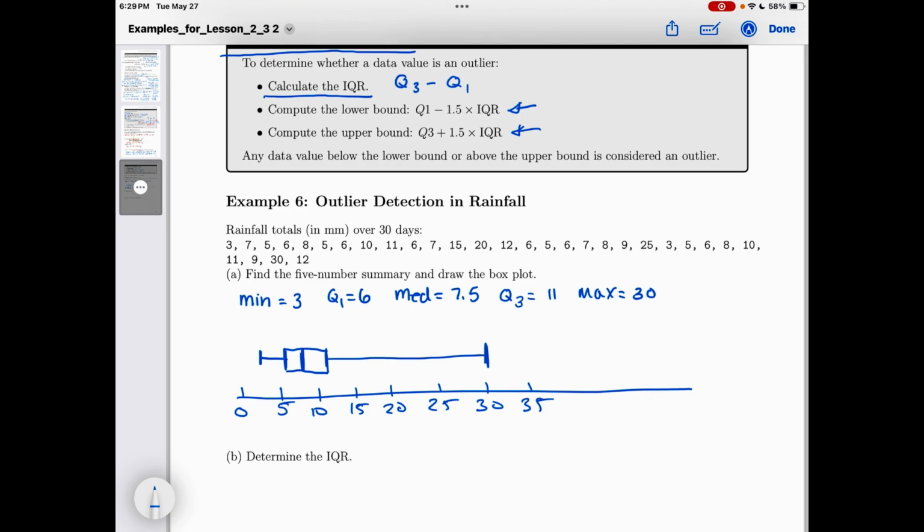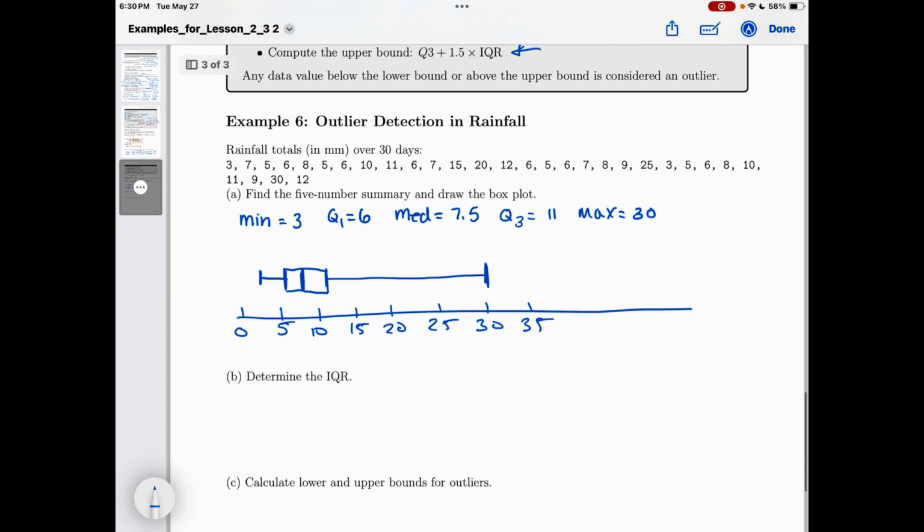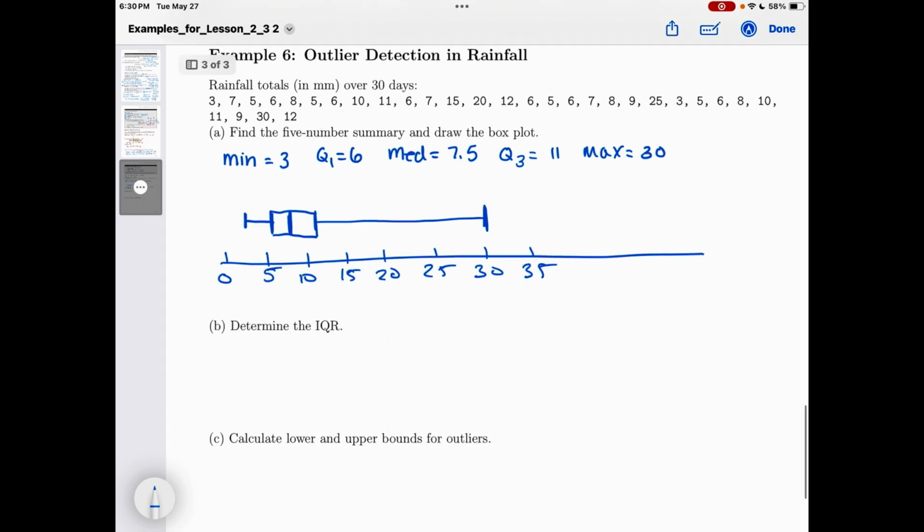This is what I mean by not all box plots looking the same, but they're going to have the same characteristics. They're all going to have a box with a line down the middle, and they're all going to have whiskers that come out. However, some might be stretched out in different parts, and that just tells us that the data is more spread out in that area. So between 11 and 30, there's a pretty good spread of data, even though only 25% of the data falls between 11 and 30. All right, now we need to determine the interquartile range.